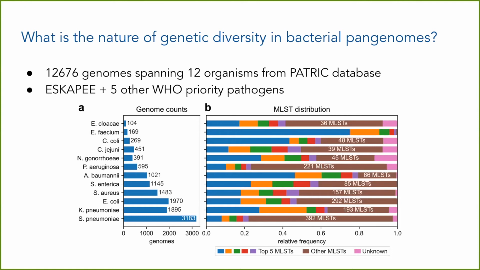Looking at the MLST subtype distributions, most of these datasets have dozens, if not hundreds, of different MLST subtypes represented, with the exception of this one case, second from the top, Enterococcus faecium, which is dominated primarily by this one subtype at 70% of the dataset. But we do adjust some of our methods coming up to account for this potential subtype bias.